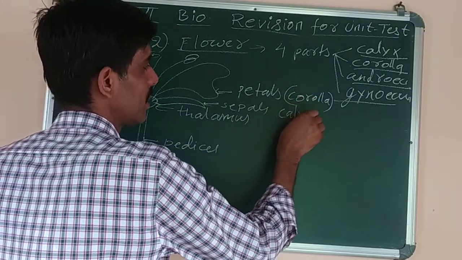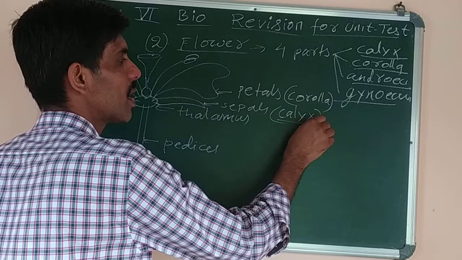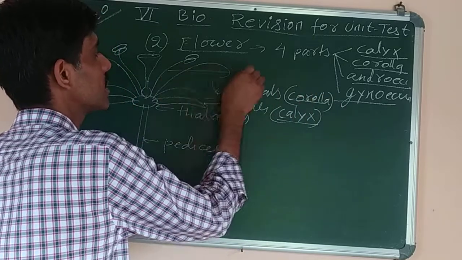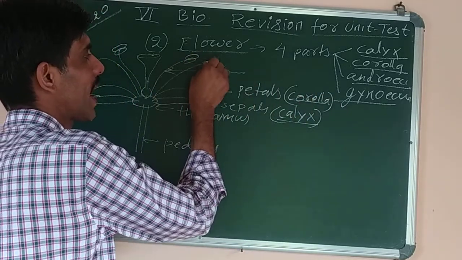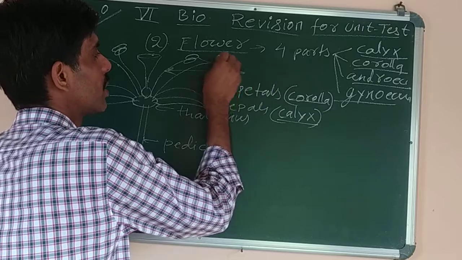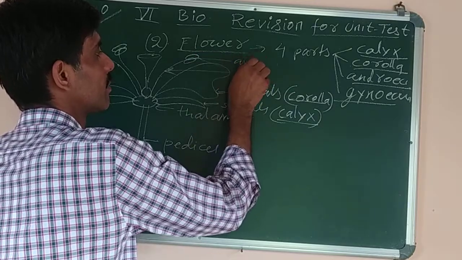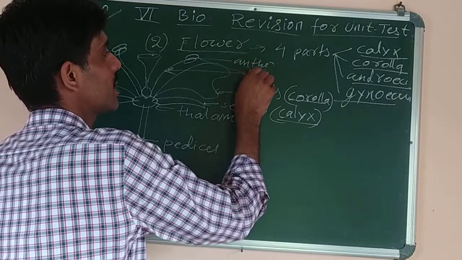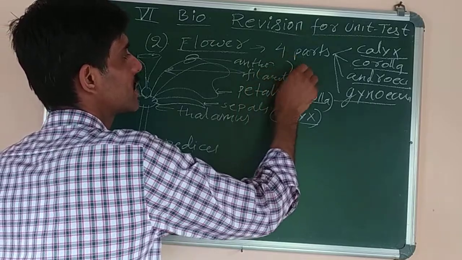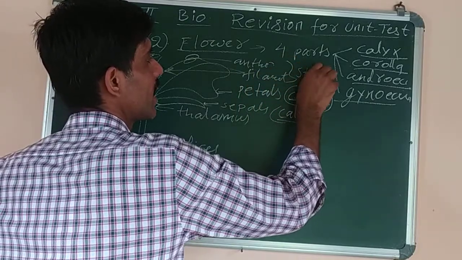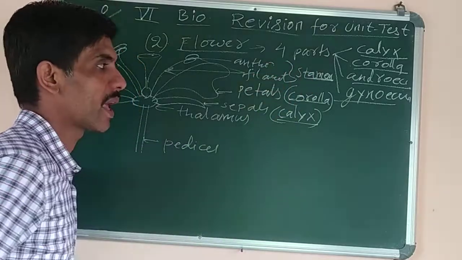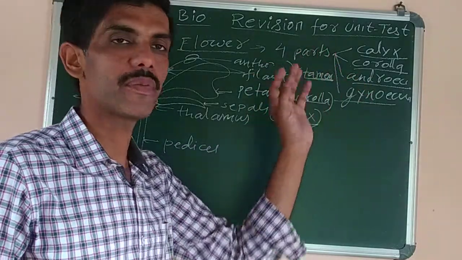The sepals together are called calyx. This is the outermost wall, and this one is the filament. This one is the anther. This one is called anther. This one is the filament. I have already done this; you can see the previous video. Together they are known as stamen, the male part, and all the stamens together form the androecium.